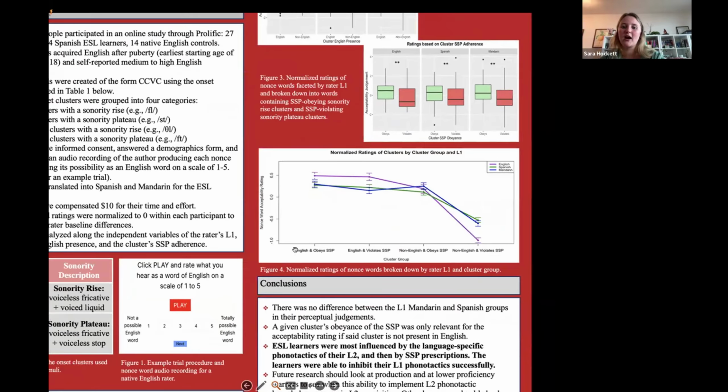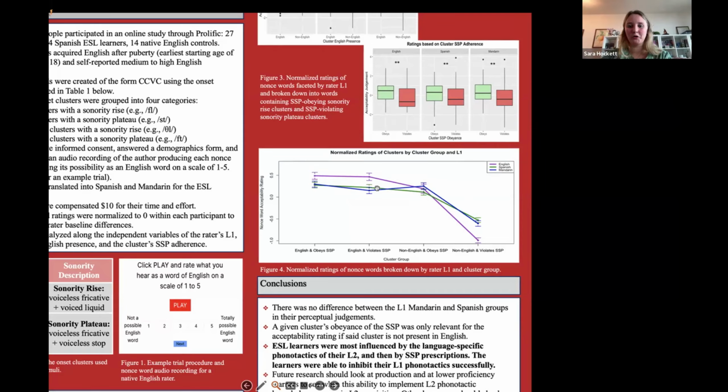But most importantly, when we break it down to the cluster groups, we could make 4 cluster groups. We have it in English and it has a sonority rise, so fla. We have it in English and it doesn't have a sonority rise, so sta. We don't have it in English, but it has a sonority rise, sra. And we don't have it in English and it doesn't have a sonority rise, fda. So we see here, this is broken down by language.